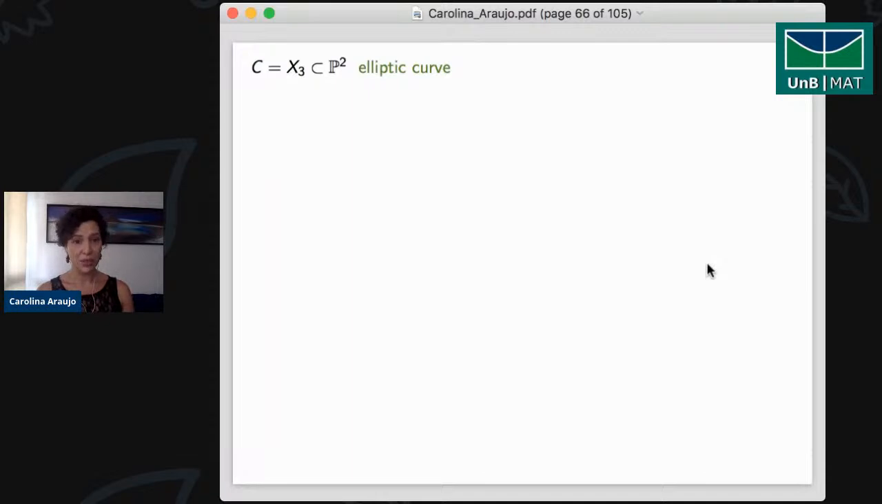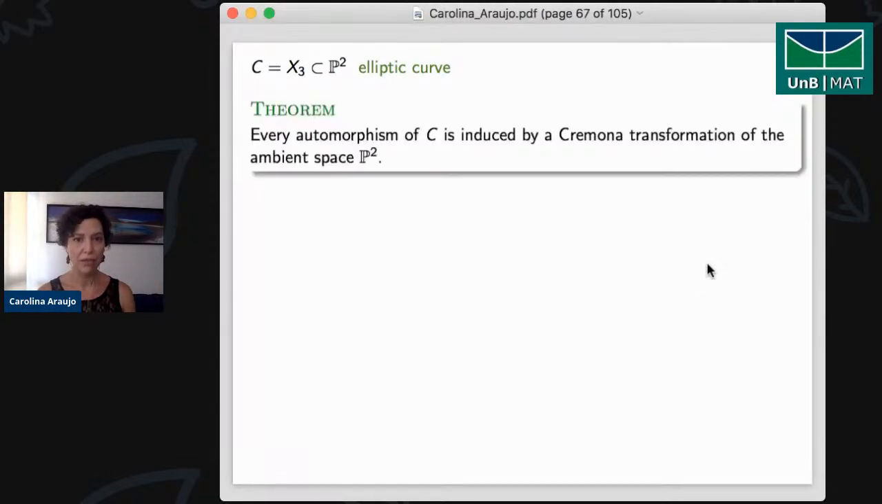So let's look at the case of elliptic curves. In this case, as I said, you have all the translations given by the group structure on the curve itself. And they don't come from linear automorphisms, but they do come from Cremona transformations of the ambient P2. So this is a sort of folklore theorem. It's not hard to prove. You could prove it after a first class in algebraic curves.